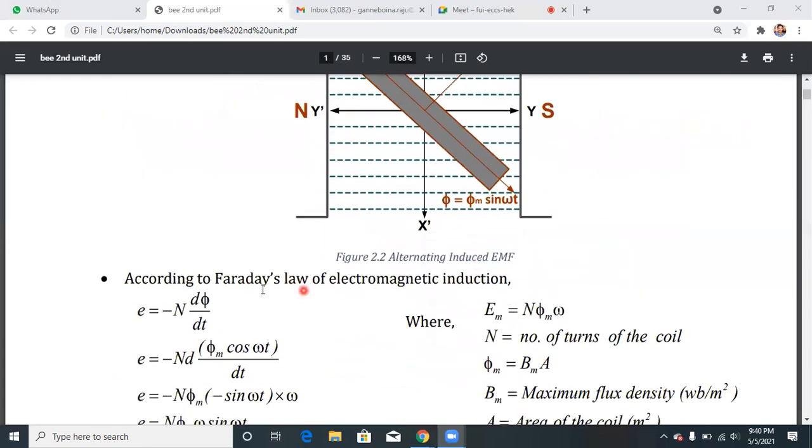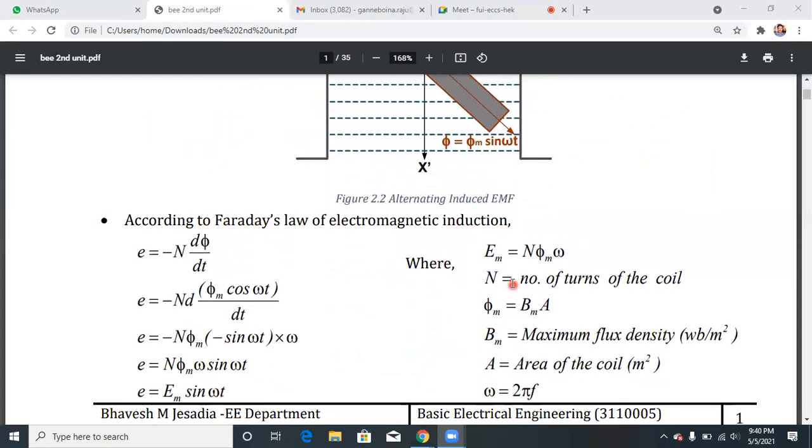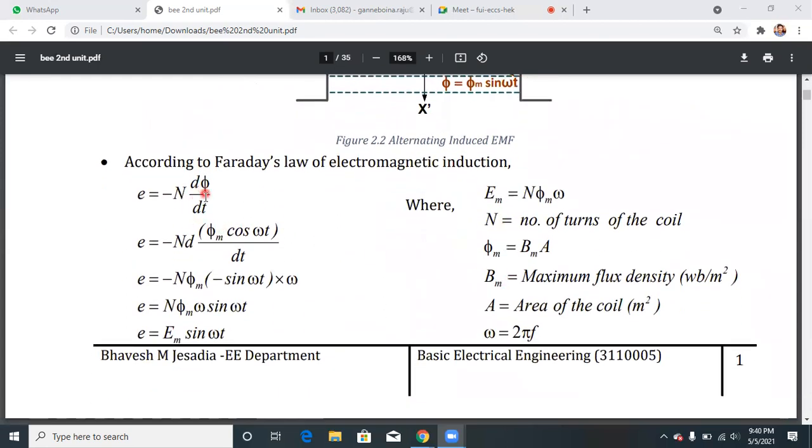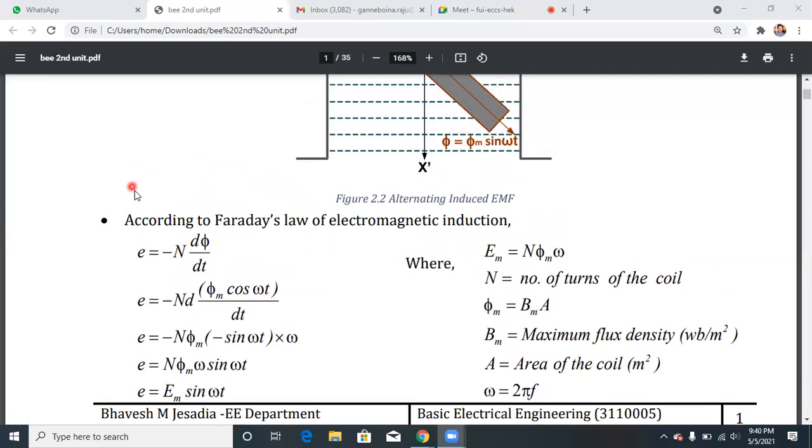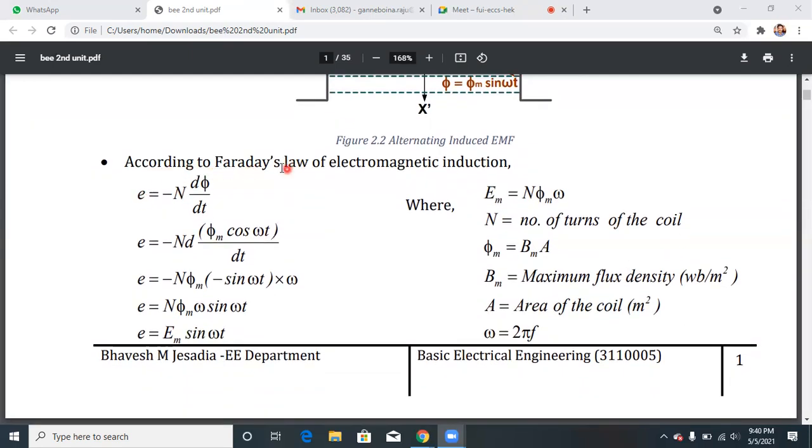And then, according to Faraday's law of electromagnetic induction, E is equal to minus n d phi by dt. The EMF generated is proportional to the changes in flux, according to Faraday's law. So d phi by dt is nothing but the change in flux. Understood? So E is equal to minus n d phi by dt.